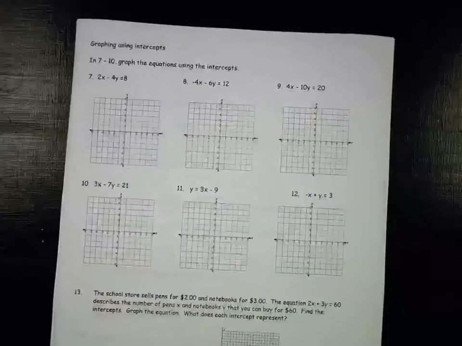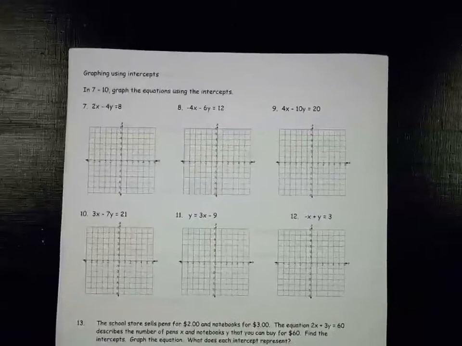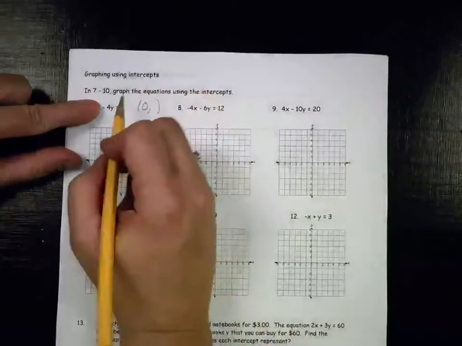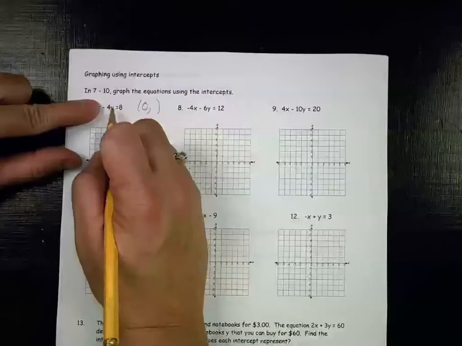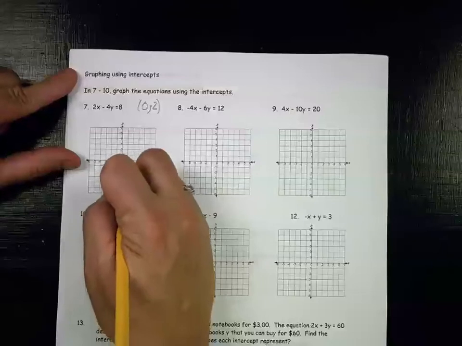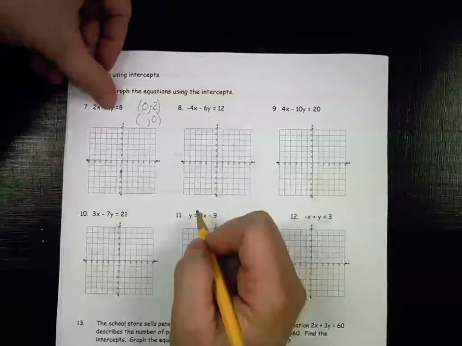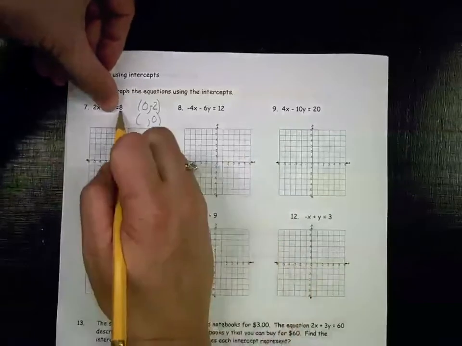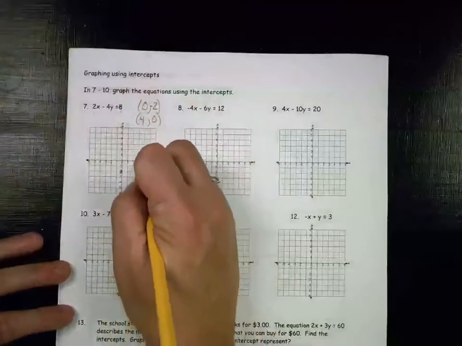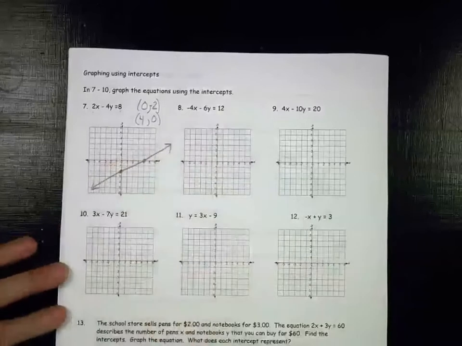And we're going to use that same idea up here. Exact same thing we've been doing. Is 0, 0. If x is 0, we cover that up. 8 divided by negative 4 is negative 2. So (0, -2) goes right there. And if y is 0, you cover that up. 8 divided by 2 is 4. And if we graph those 2 points, that will be our line.